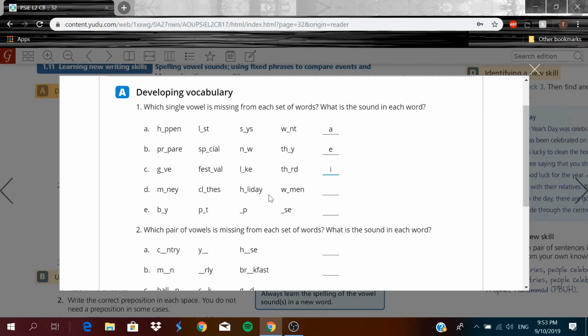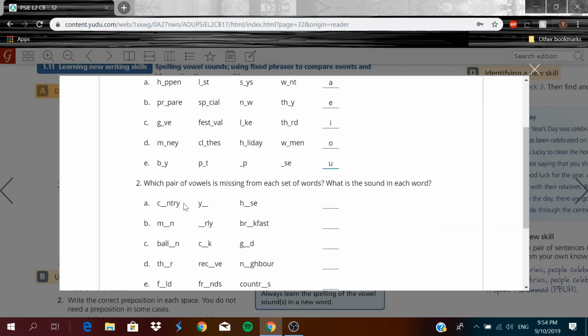Okay? Then we have D. This one's really simple. O. So money, clothes, holiday, women. Money, again, clothes, holiday, and women. Alright? And then we have E. We have you. So buy, put. You see the difference between buy and put? Up and use. Okay? Now, let's move on to exercise 2.